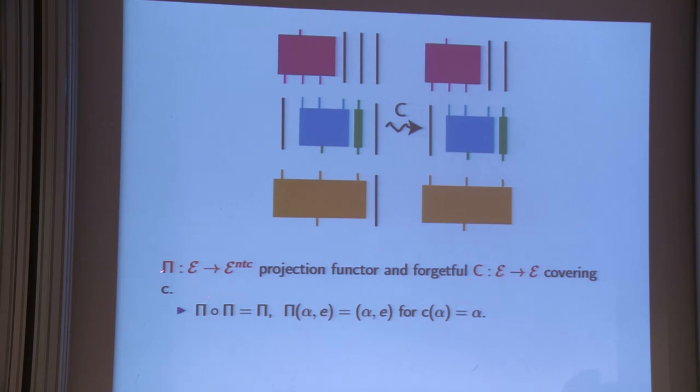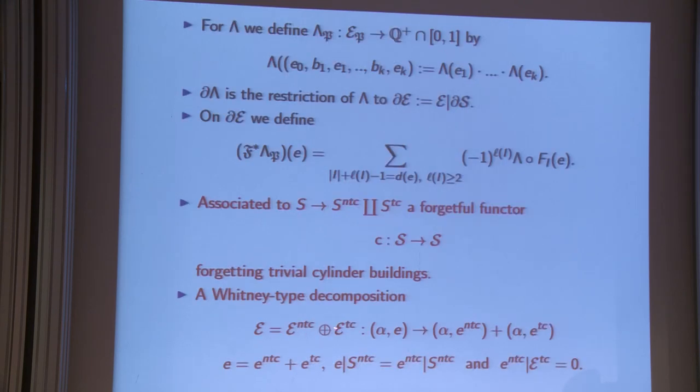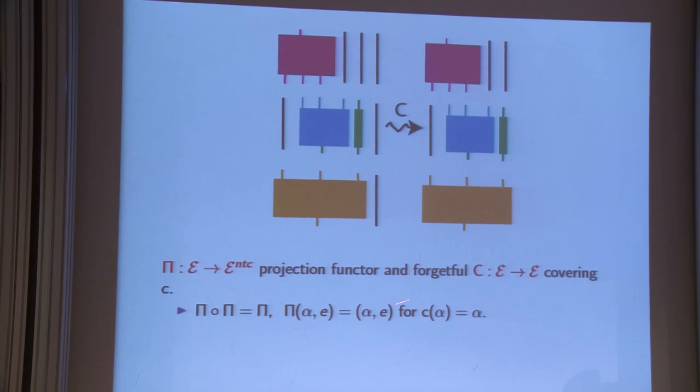So now you have two functors. One is pi, just the projection here of this Whitney decomposition. In particular, it preserves the underlying, it covers the identity on objects. But this one, C, does not cover the identity. It covers the forgetful functor below. We actually throw away trivial cylinder components.